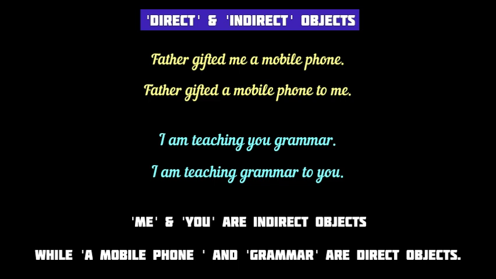For example, father gifted a mobile phone to me. I am teaching grammar to you. In both these sentences, the direct objects, a mobile phone and grammar, are coming before the indirect object. So, the preposition to has come before the indirect objects, me and you respectively.